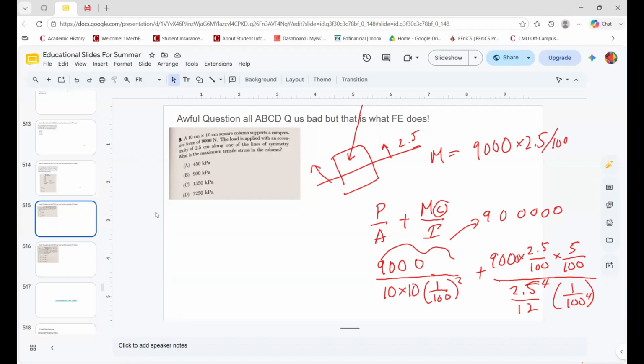Anyways, I should probably make sure that everything is correct. Wait, this is supposed to be 5. Why is it 2.5? Don't know why. I was looking at that and saying that doesn't look right. Okay, all right. That looks proper now.